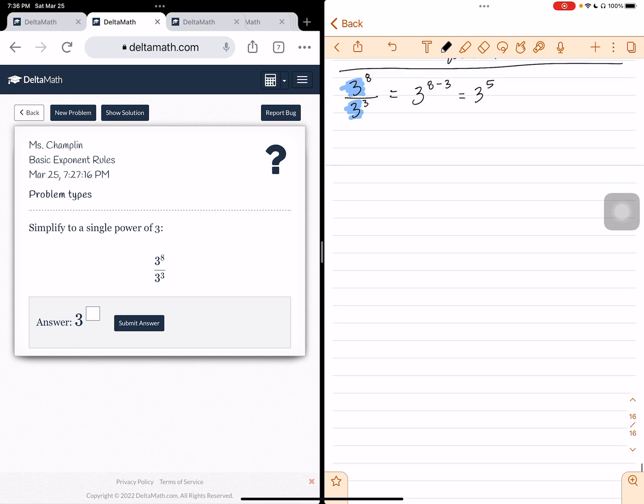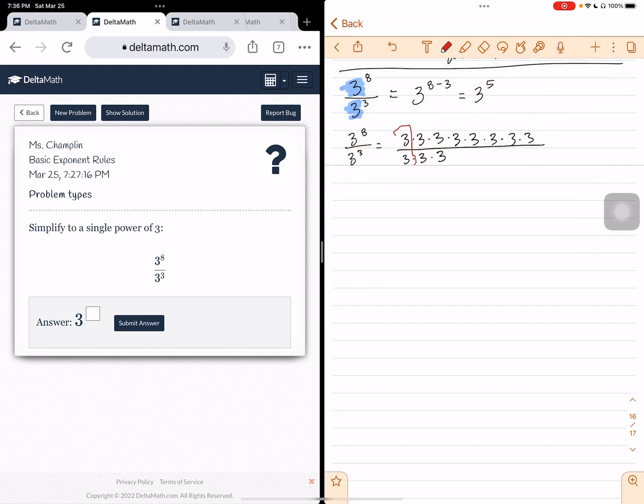Okay, so the reason why this works is because if you were to expand out 3 to the 8th over 3 to the 3rd, 3 to the 8th is 3 times 3 by itself 8 times: 1, 2, 3, 4, 5, 6, 7, 8. 3 to the 3rd power is multiplying by itself 3 times. Now you can simplify, okay?